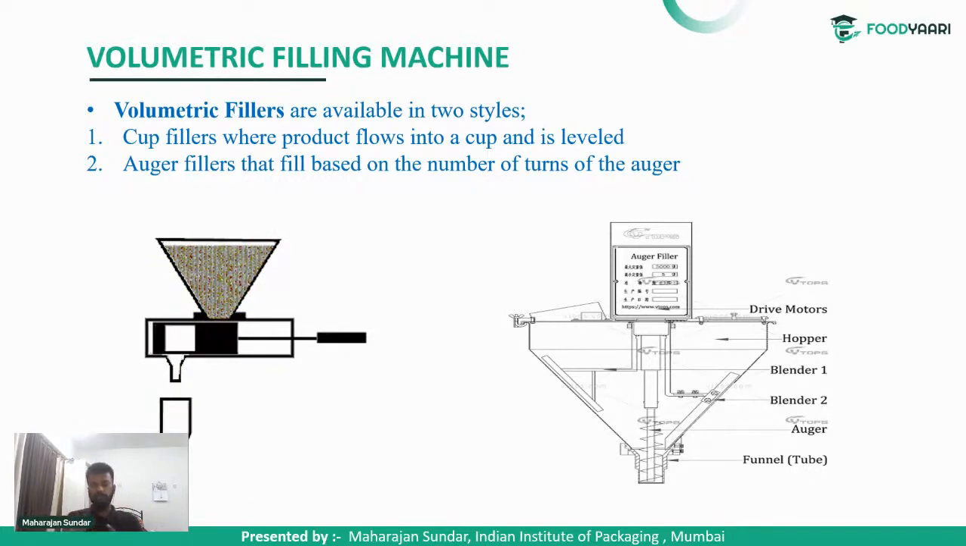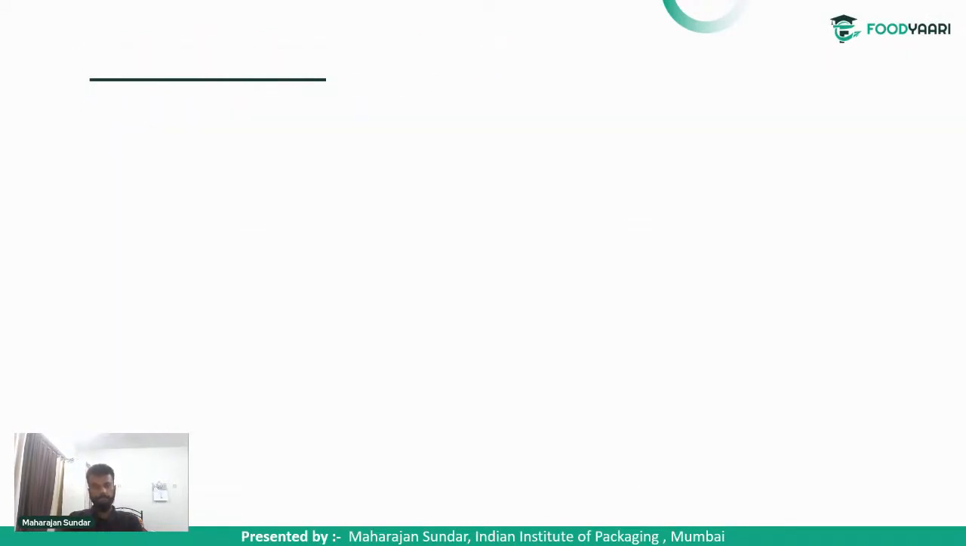Okay, from the funnel tube, there will be a cup. After five rotations of the auger, 25 grams will be filled in the cup. Then from the cup, the product will go down into the package. The cup will be opened so that it will fill the package.